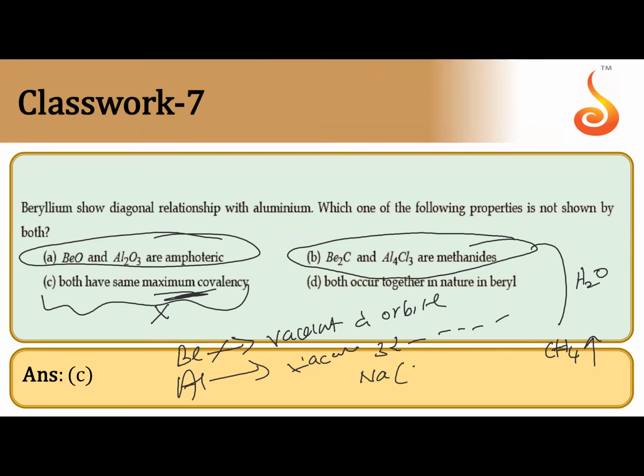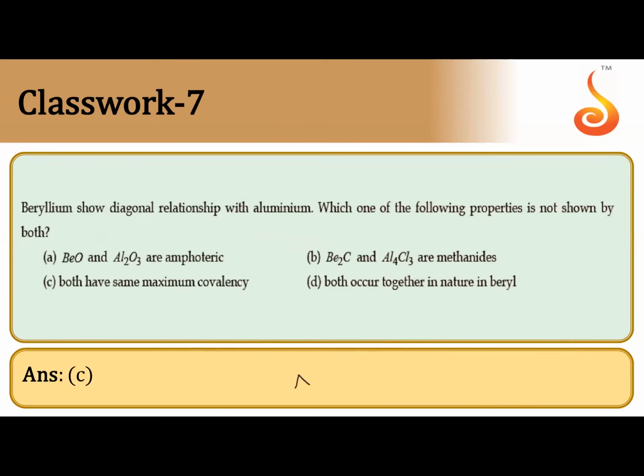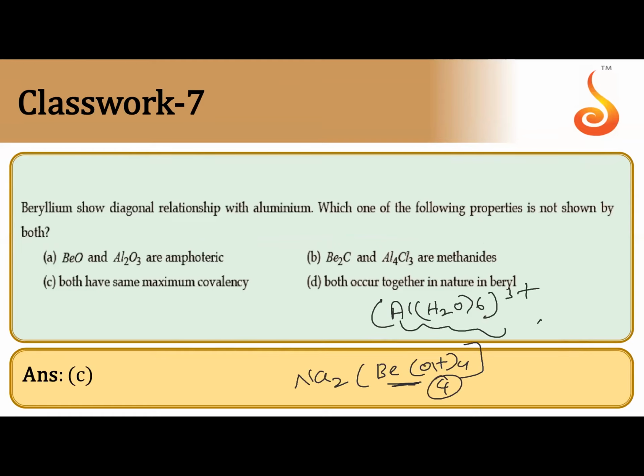Sodium tetrahydroxoberyllate can exist. Maximum covalency of beryllium is 4. Aluminium, [Al(H2O)6]3+ can exist. Here, maximum covalency of aluminium is 6. Therefore, this does not match. Therefore, option C is incorrect.